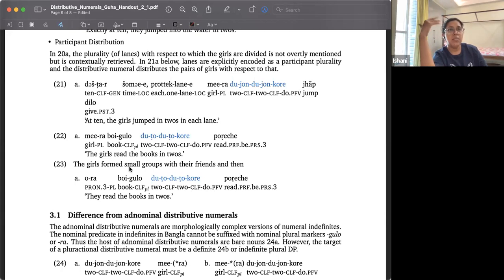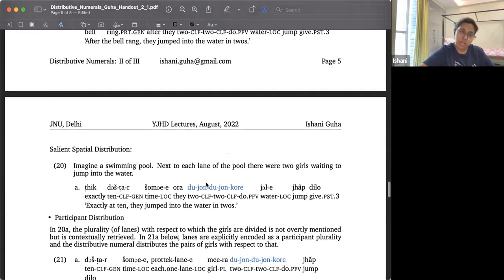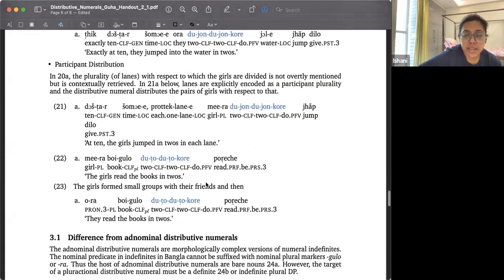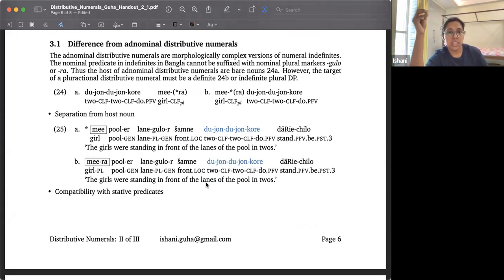It's not exactly a reading about in different times they read 2 books, or in different locations they read 2 books. Although those kinds of readings are also available, at least the spatial distribution is always available in this space. So all 3 kinds are available: salient occasion and participant. Okay. For adverbial numerals, let me tell you briefly about their distinction from the adnominal ones.